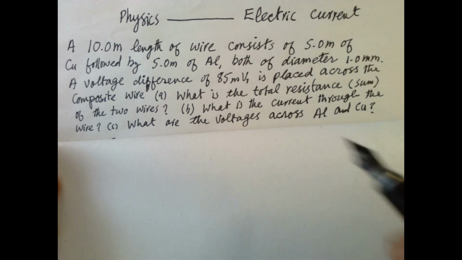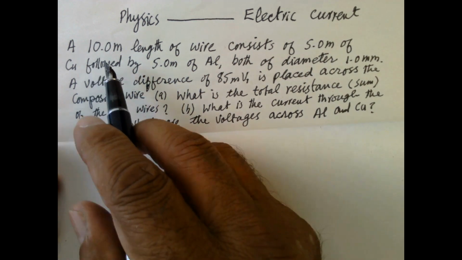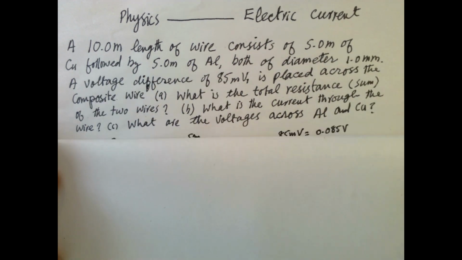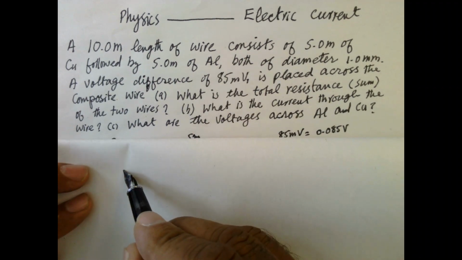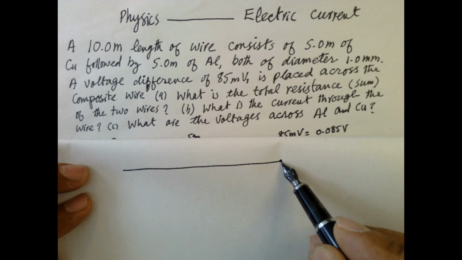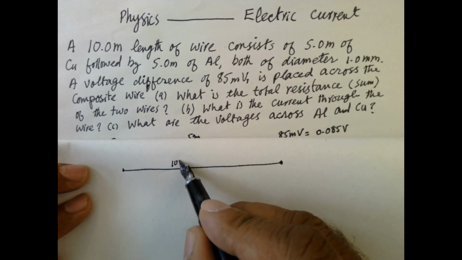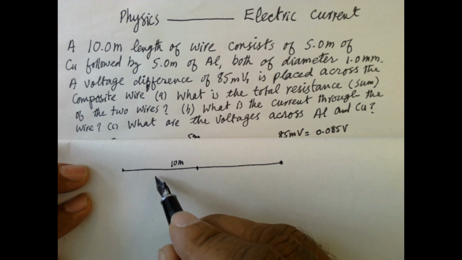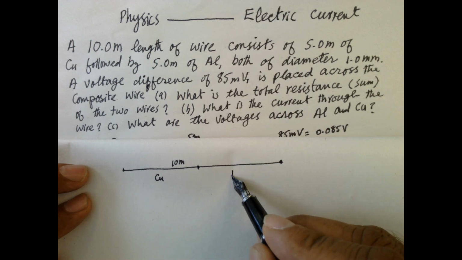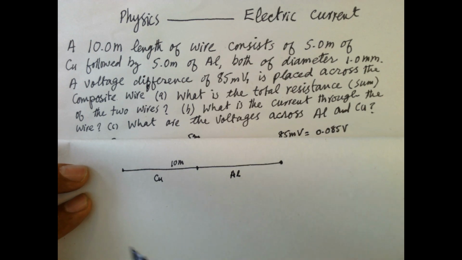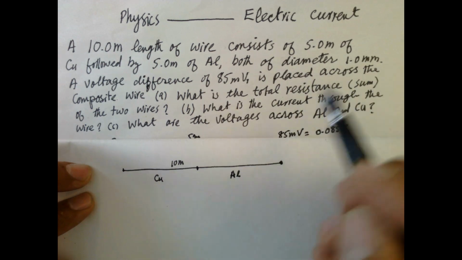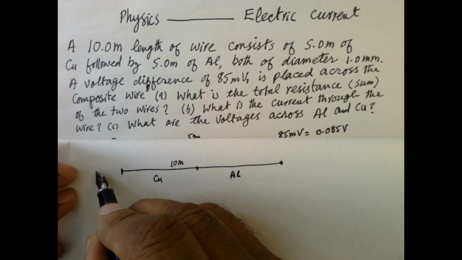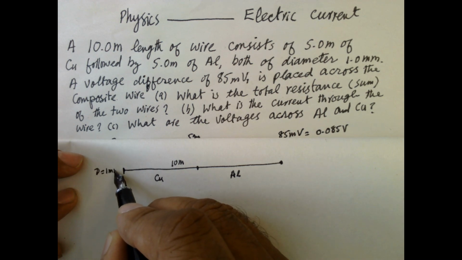Hello, physics electric current. The question is: a 10-meter length of wire consists of 5 meter of copper followed by 5 meter of aluminium. So this is a wire which is 10 meter in length, and the 5 meter is copper, and the rest, 5 meter, is aluminium. Both have diameter 1 millimeter. So this diameter is d equal to 1 millimeter.